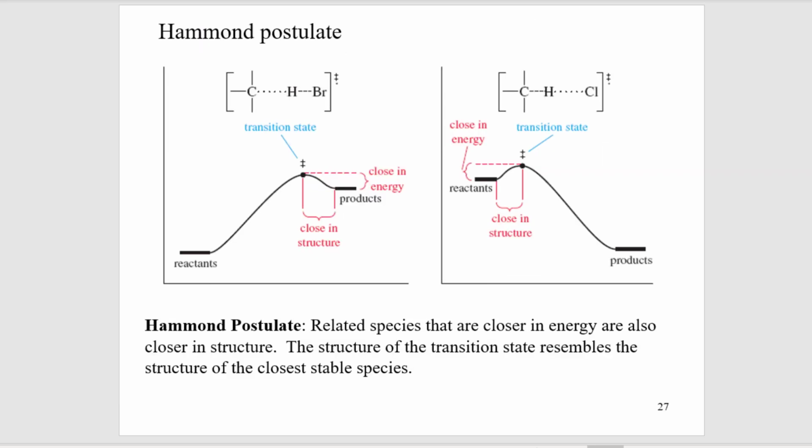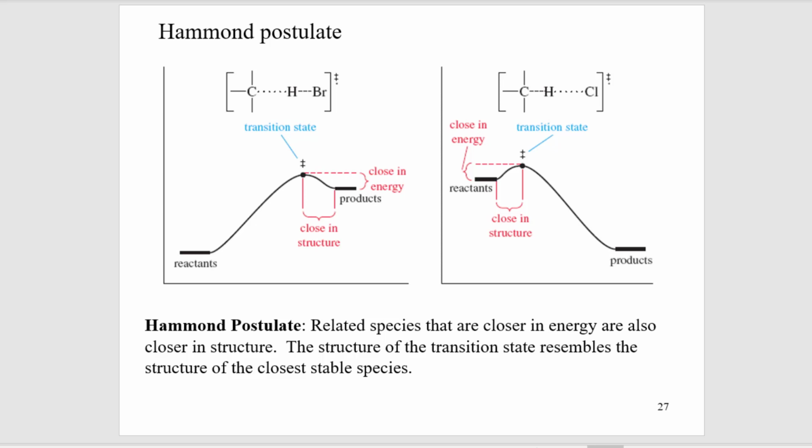Well, let's look at something called the Hammond postulate in order to answer this question. What the Hammond postulate states is that related species that are closer in energy are also closer in structure. So the structure of the transition state resembles the structure of the closest stable species. So let's take a look at that.